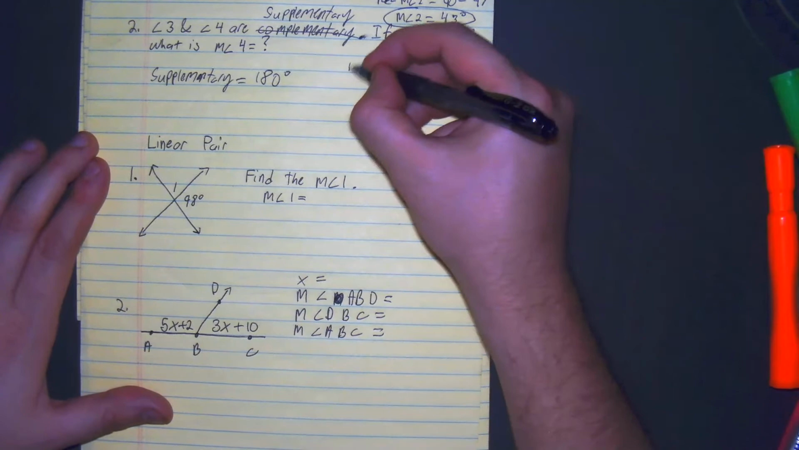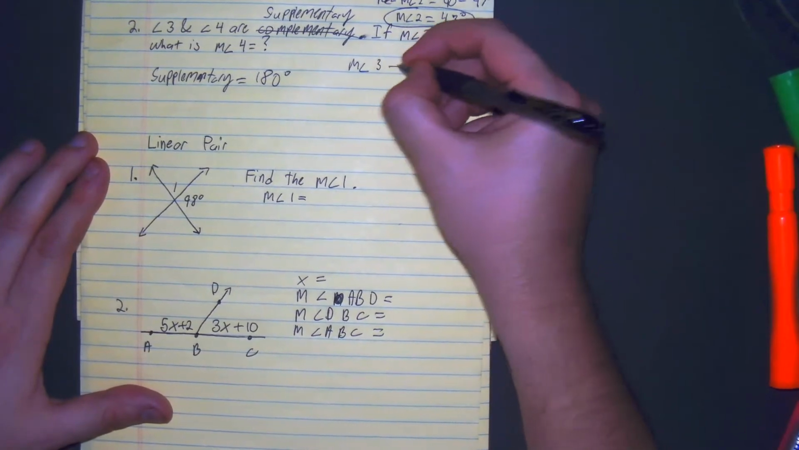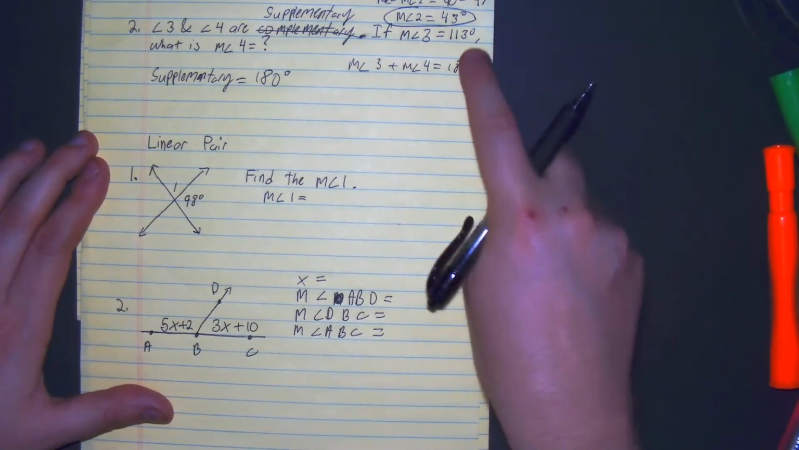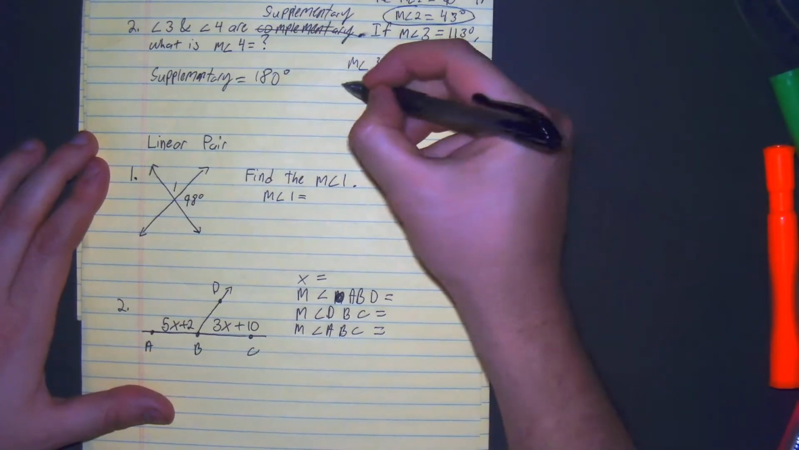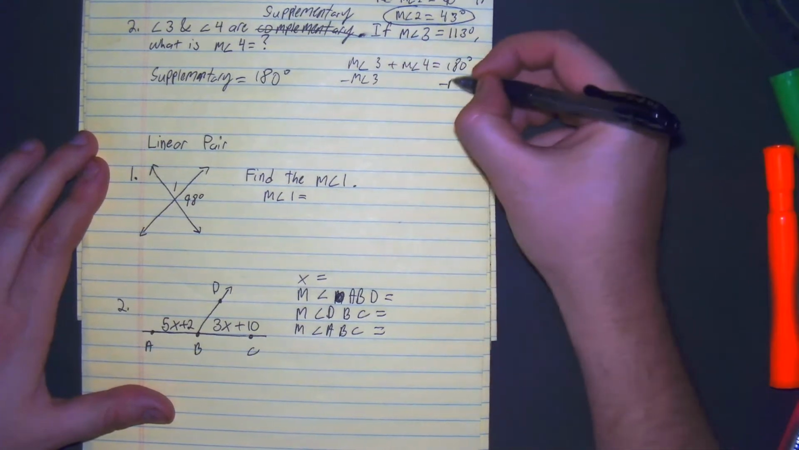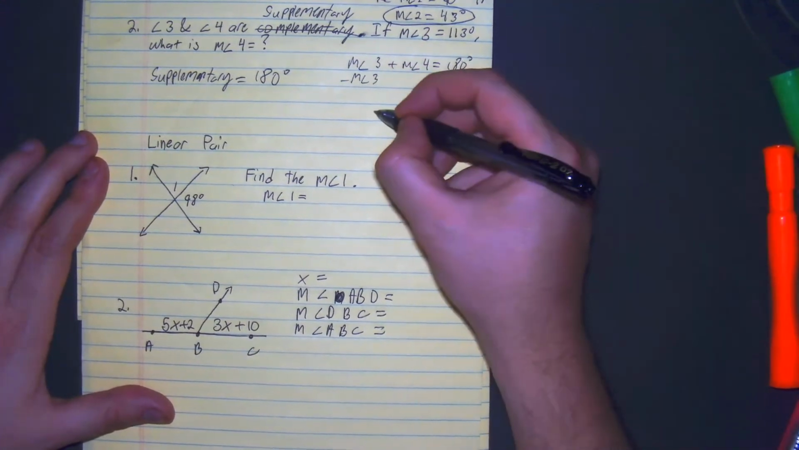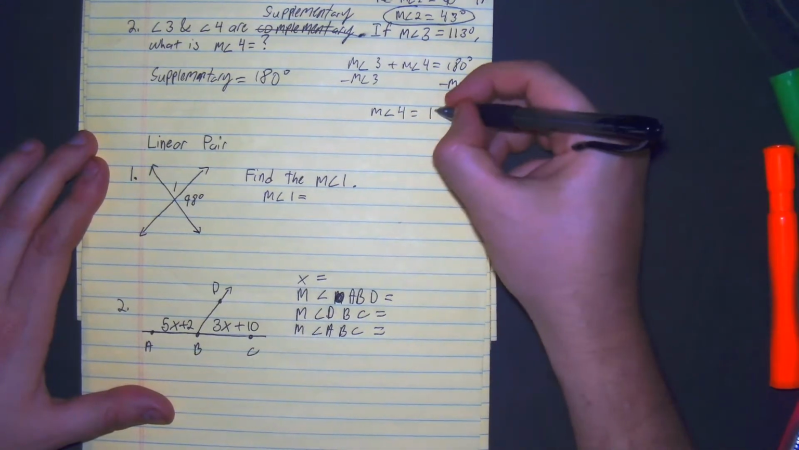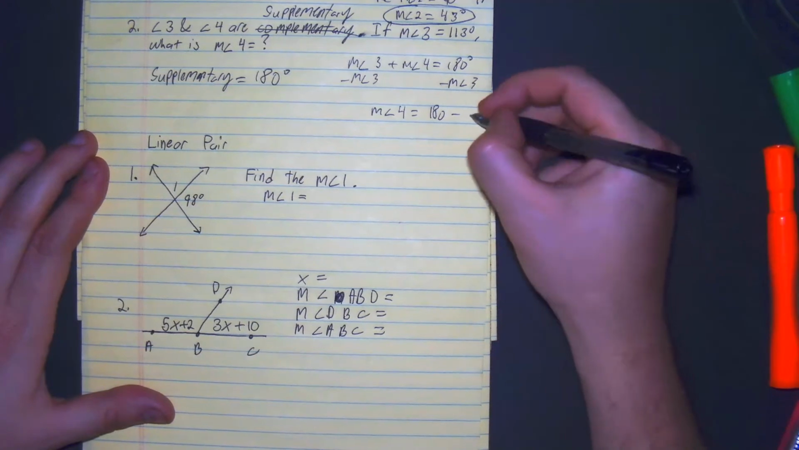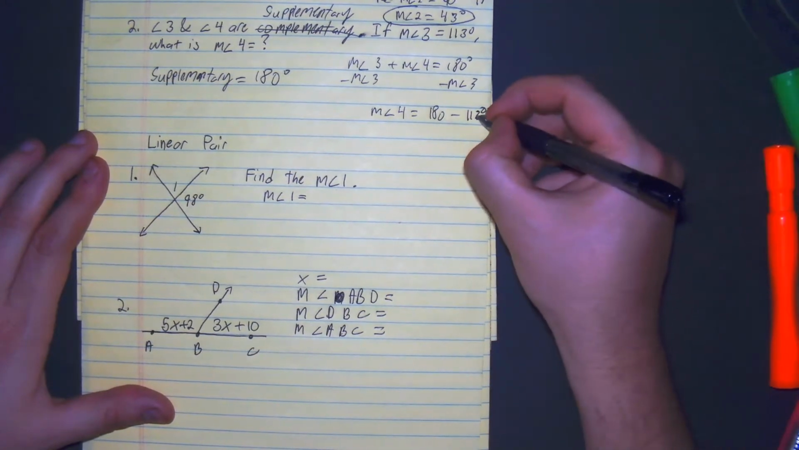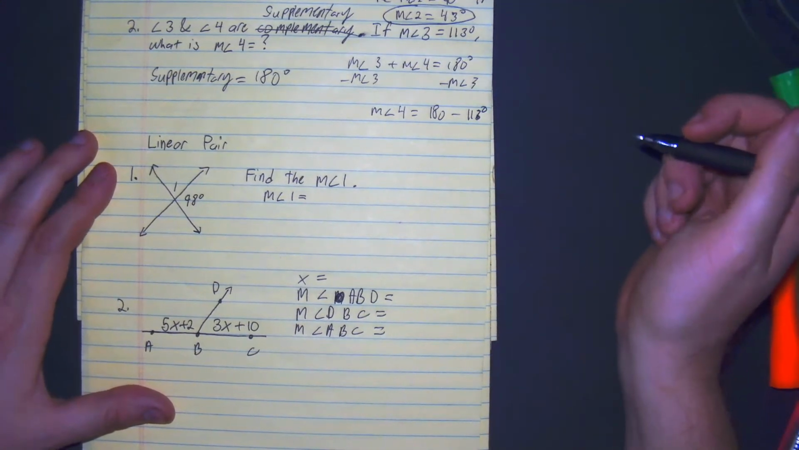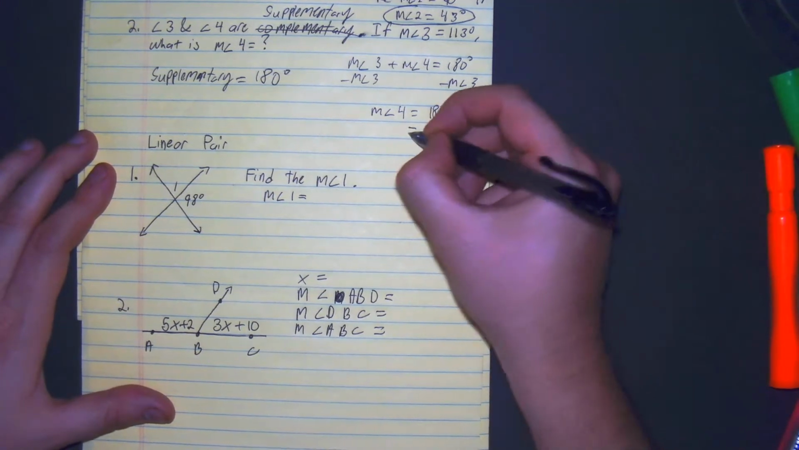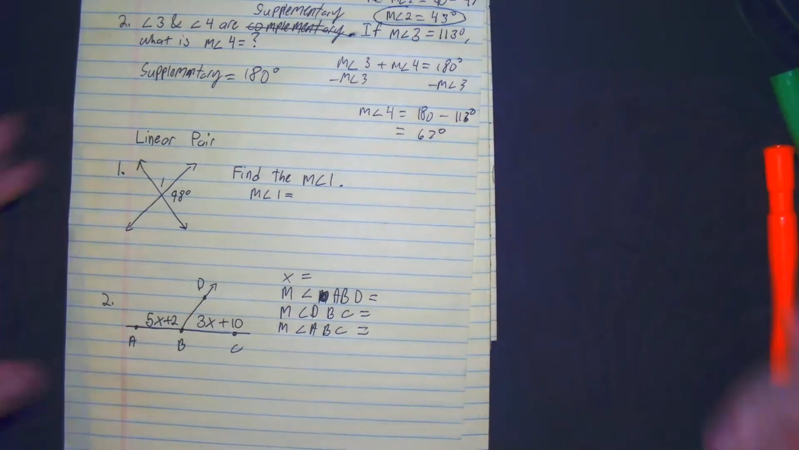So that means the measure of angle 3 plus the measure of angle 4 equals 180. We're trying to solve for the measure of angle 4, so we're going to subtract the measure of angle 3 from both sides. We have right here the measure of angle 4 is equal to 180 minus 113 degrees. 180 minus 110 would be 70. 70 minus 3 would give us 67. So the measure of angle 4 would be 67 degrees.